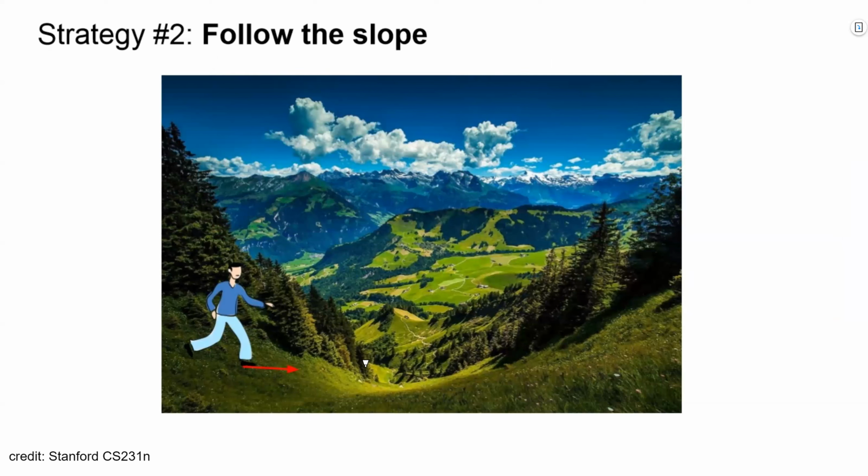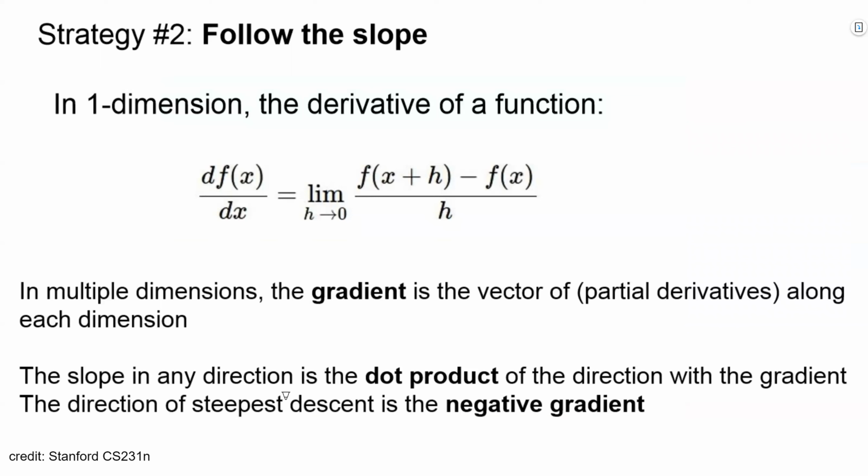Another strategy we can take is following the slope. So here we are at this position. What we're going to do is follow the slope that leads me to a lower point. That's what we are going to do in strategy 2. And how can you do that? In mathematical formulation, slope can be achieved. We can calculate the slope using the derivative in one-dimensional space.